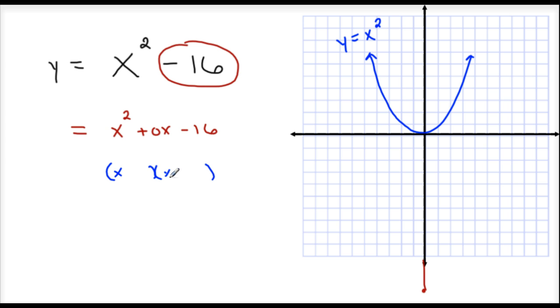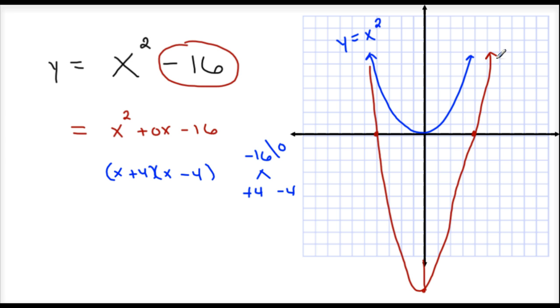So this will be x and x. What are factors of negative 16 that add up to 0? They are positive 4 and negative 4. So I'll have x plus 4 and x minus 4. When this parabola comes up from the bottom here, it's going to cross at positive 4 and at negative 4. So my parabola will go something like this. And this is factoring the difference of squares. This minus 16 will just bring your parabola down.